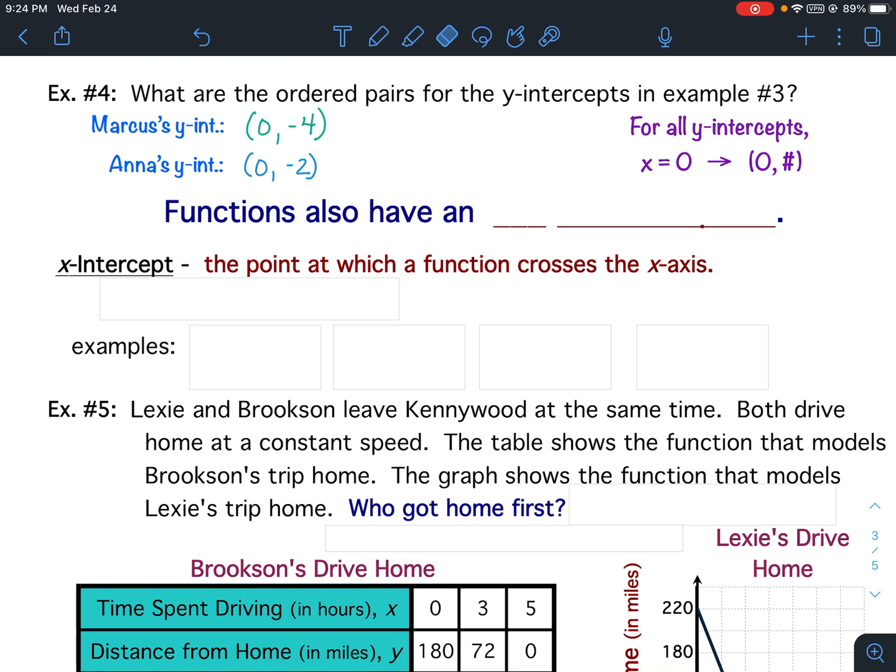Well, functions also have an x-intercept. And x-intercepts are where the functions cross the x-axis. It's the point at which a function crosses the x-axis. So pause your video and get this definition written down.